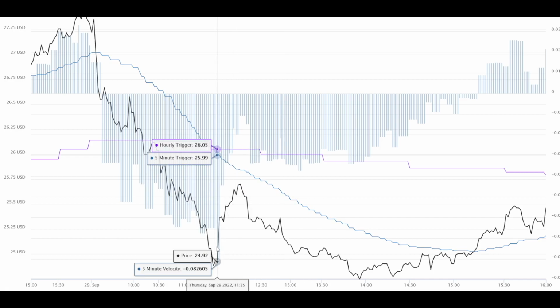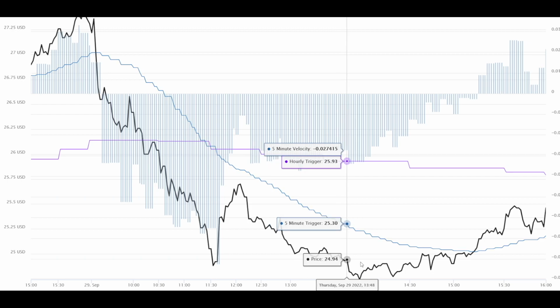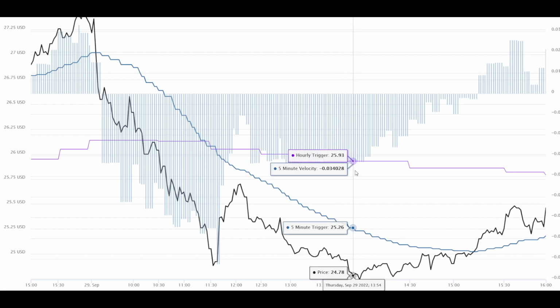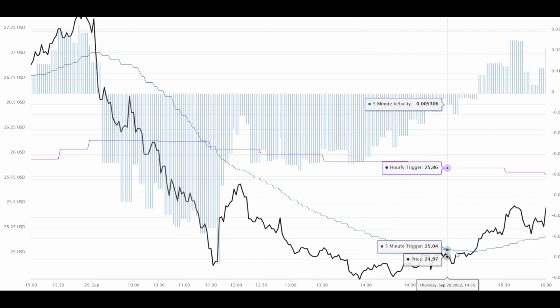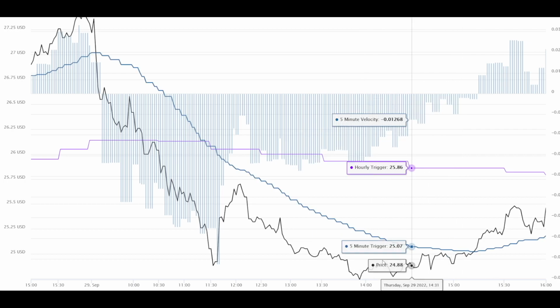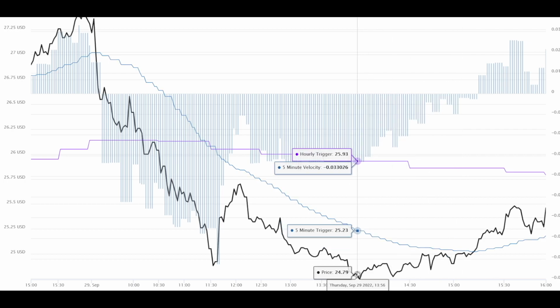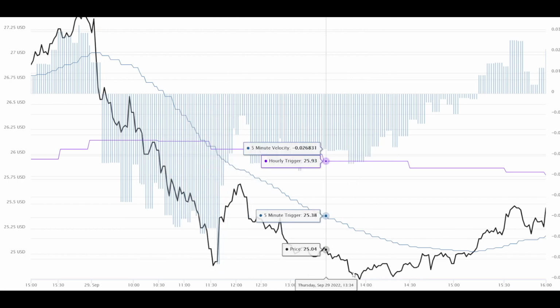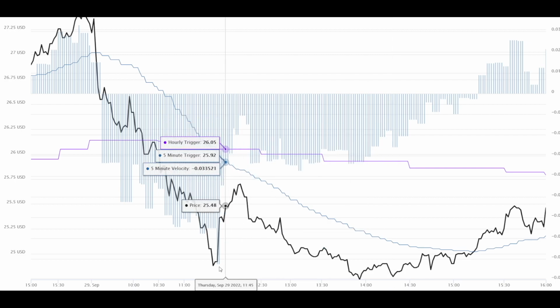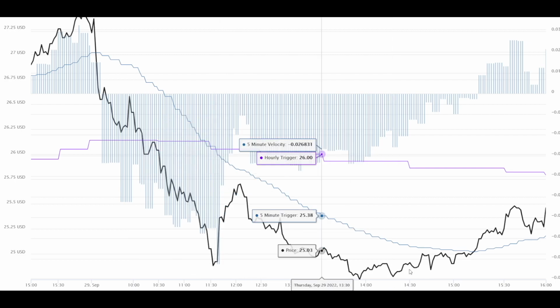Again, it is impossible for price to make a new low without velocity making a new low unless there are big buyers at the 5-minute level. And since there are big buyers at the 5-minute level, you can expect price to go and attack that 5-minute trigger. So we get this divergence right here. Price makes another low, lower than here, right? This is 24.77. This is 24.88.